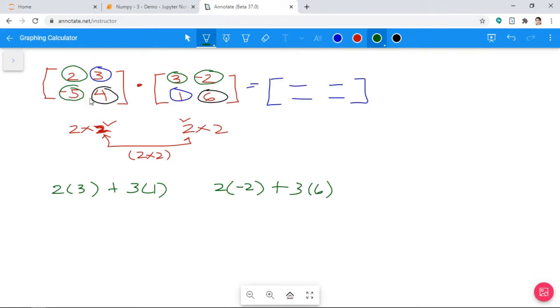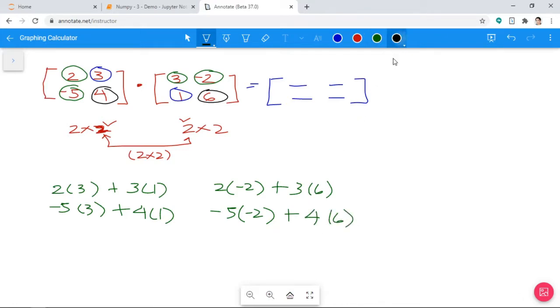Then to another row, which is negative 5 times 3, plus 4 times 1. The next one: negative 5 times negative 2, plus we have 4 times 6.